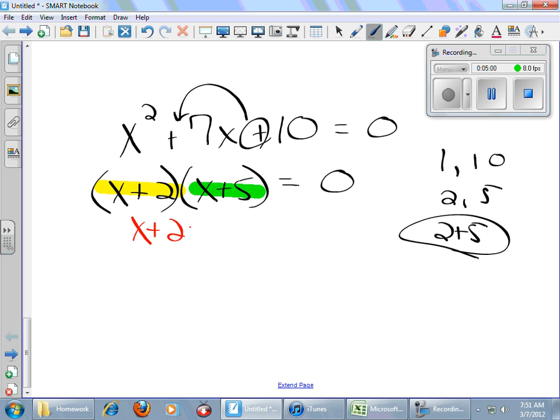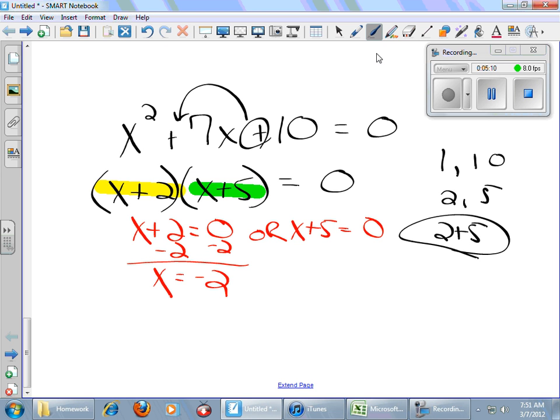I say x plus 2 equals 0, or x plus 5 equals 0. Okay, I subtract 2 on this side, and I get x equals negative 2. Over here, I subtract 5, and I get x equals negative 5. All right, what does that mean?